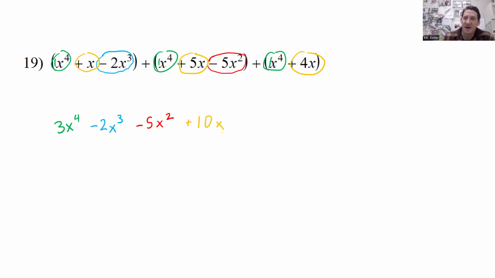That is it. So just find the like terms, add them together. Like terms have the same variables, same exponents. They have to have the matching variable parts. So match: same letters, same exponent.